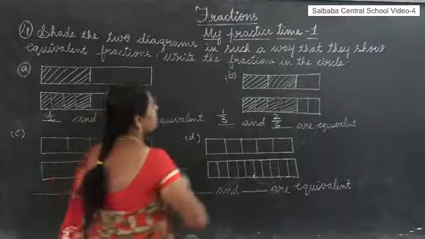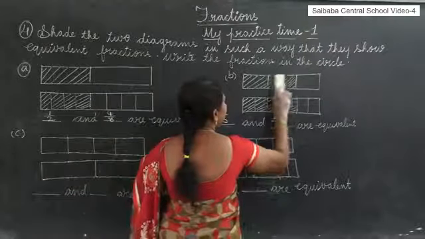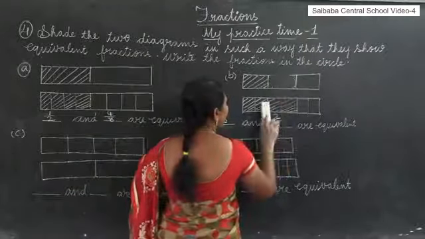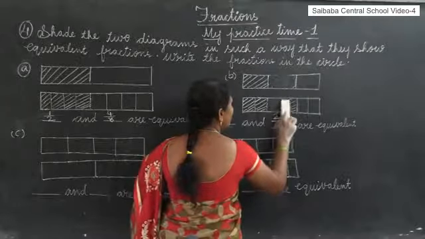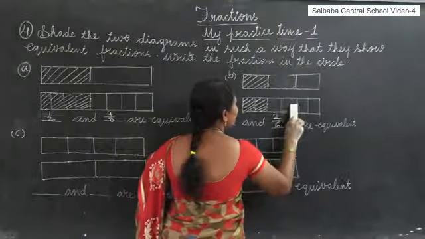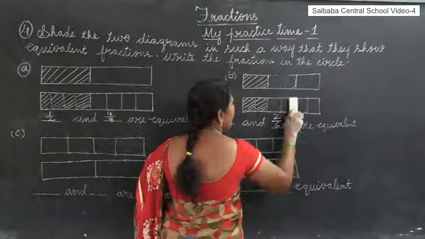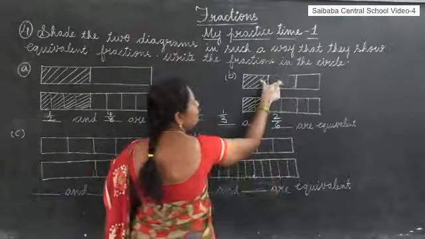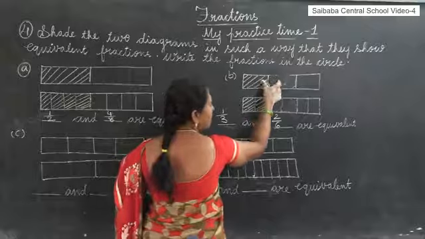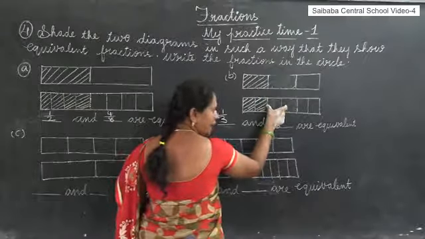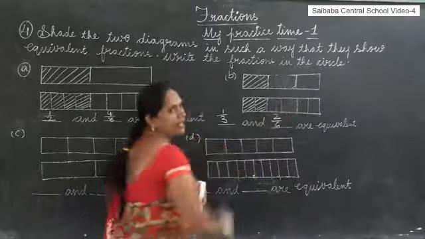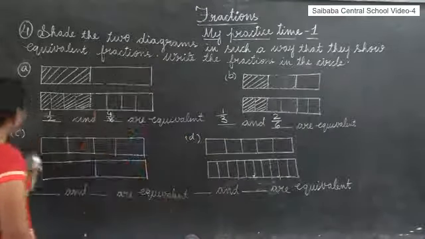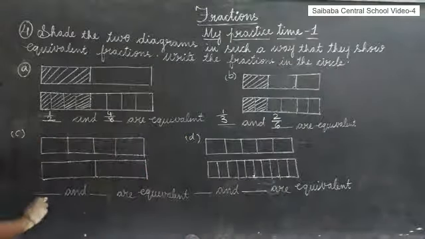If you want, you can shade 1 in this whole and here we have to shade 2. In the second whole we have to shade 2 to show the equivalent fractions. Otherwise, if you shade two parts in this whole, for showing an equivalent fraction in this whole, we have to shade four parts. Understood?